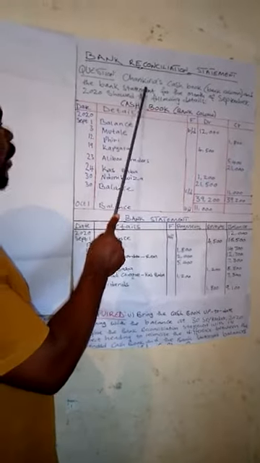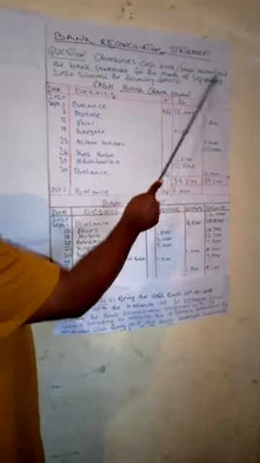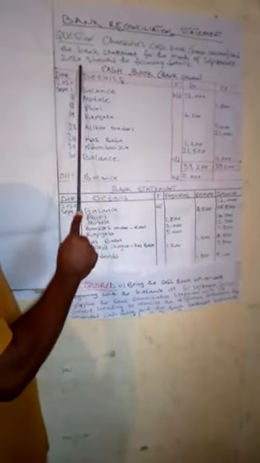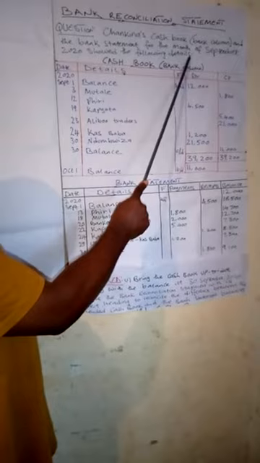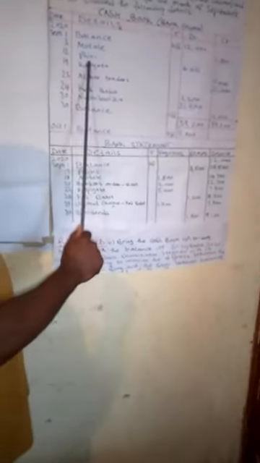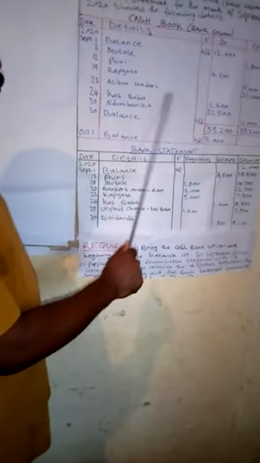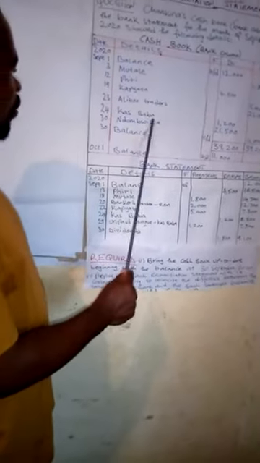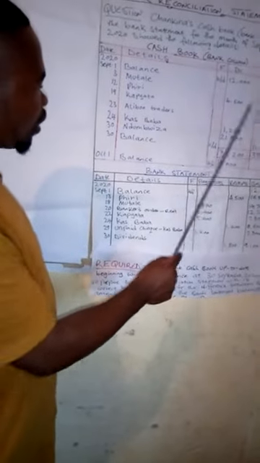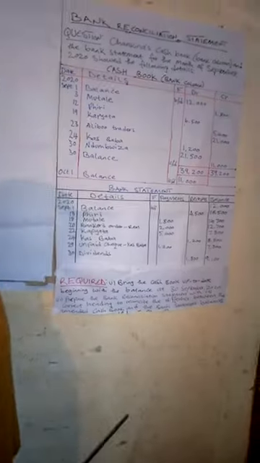It reads, Chankna's cash book from the bank column and the bank statement for the month of September 2020 showed the following details. So this is the cash book showing the bank column. We have the balance there on the debit side, 12,000. Mutale credit 1,800, Piri debit 45, Kapiata credit 54, Adbu traders credit 21,000, Kasbaba debit 12, Dumbuiza debit 21,500, and the balance there is 11,000.